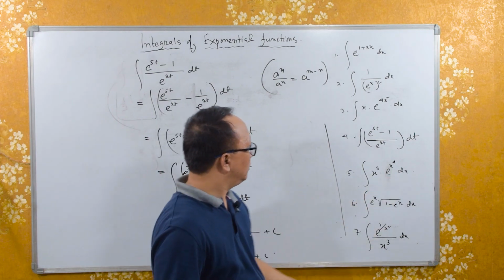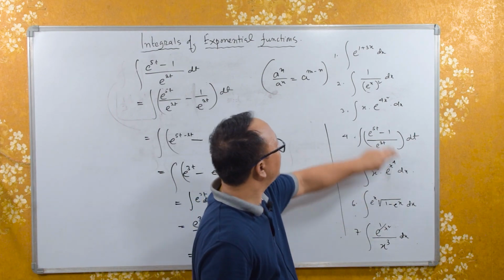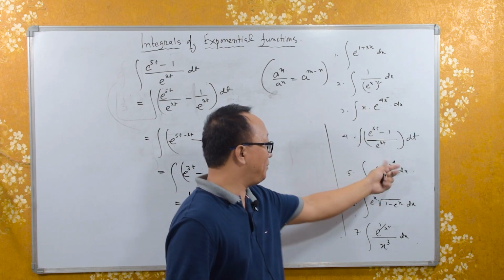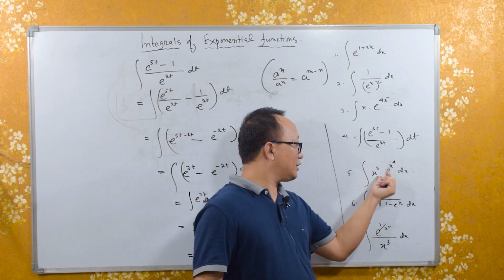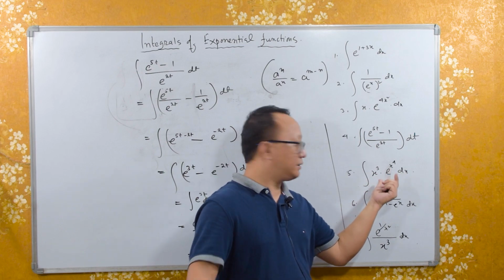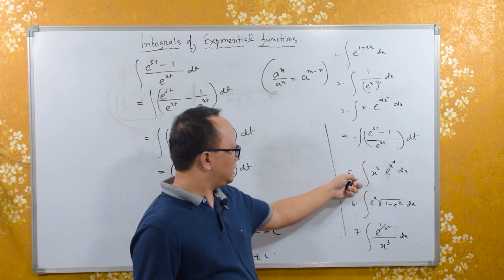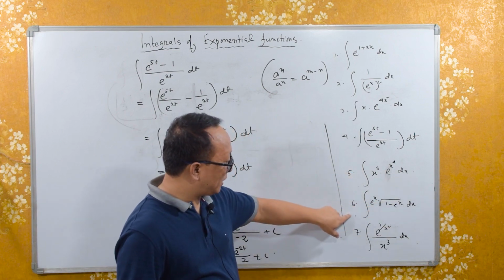Now this is the same as this. Here we have to put x to the power 4 as u, then you will get x cube dx in terms of du. This is the same, so I will solve this one.